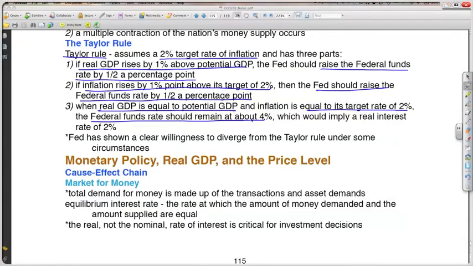And when we have a federal funds rate of about 4%, it implies a real interest rate of 2%. So our interest rate would equal the inflation rate. Now, this rule came out a long time ago, and still some monetarists want to implement this Taylor rule. But as we've seen, the Fed has a clear willingness to diverge from this actual Taylor rule.